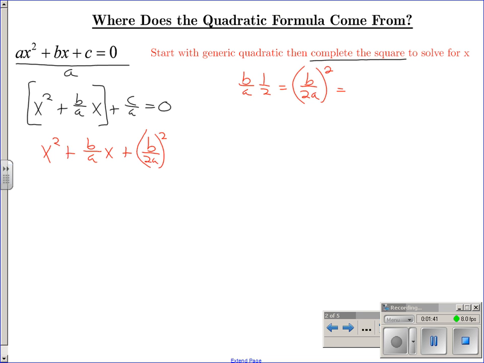Okay, we're adding it onto the left side. We still have this c over a. We have to add the same quantity onto the other side. Okay, it keeps the equation balanced.